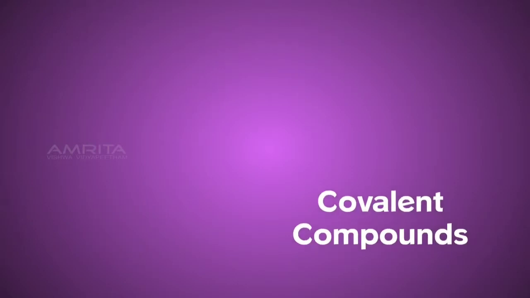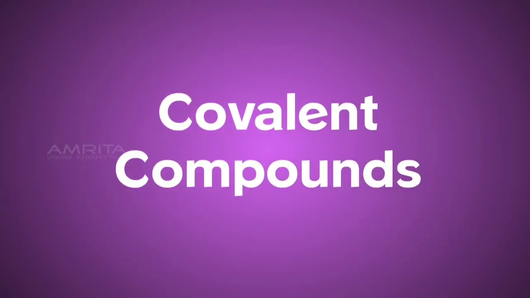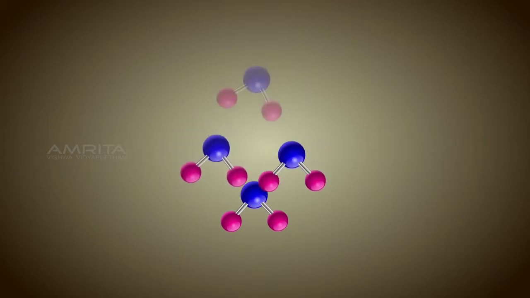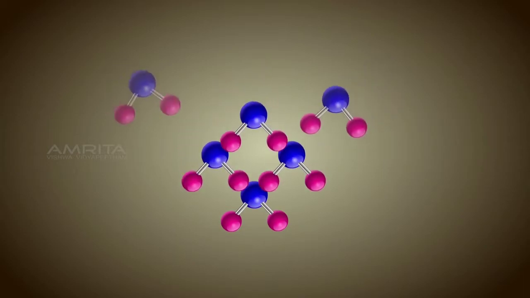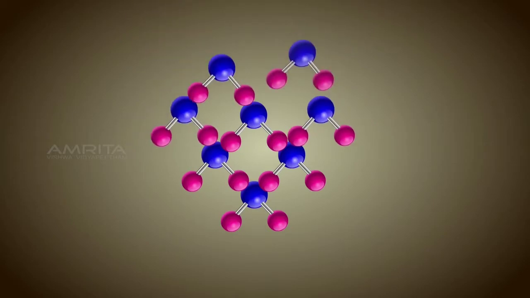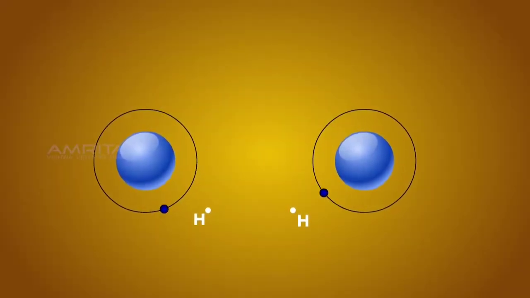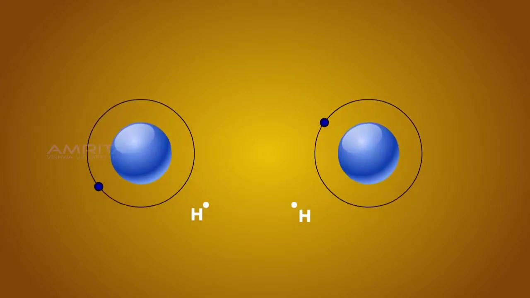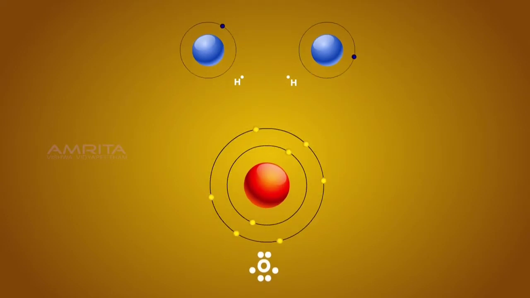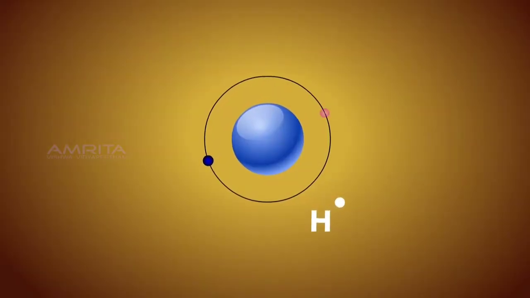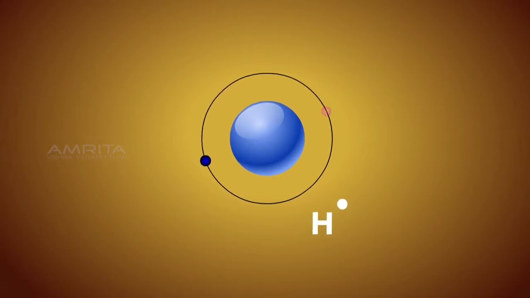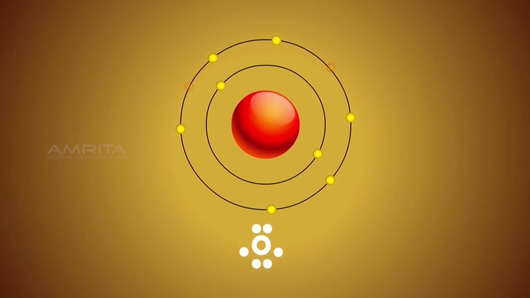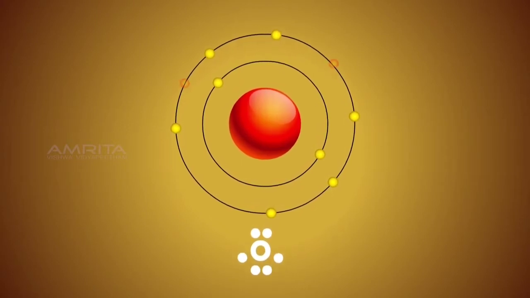Now, let's try to understand covalent or molecular bonds. Covalent compounds contain discrete molecules held together by sharing electrons. The simplest example is the water molecule. The water molecule is formed by combining two hydrogen atoms with one oxygen atom. Hydrogen has 1 valence electron and oxygen has 6 valence electrons. The hydrogen atom with 1 valence electron needs an additional electron to complete its first energy level, and the oxygen atom with 6 valence electrons needs 2 additional electrons to complete its second energy level.